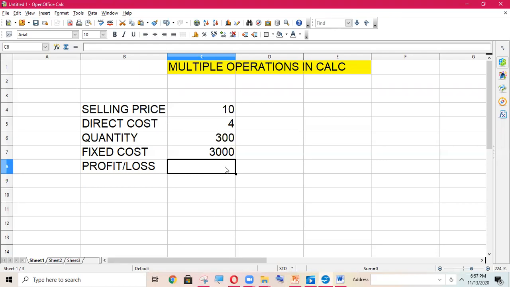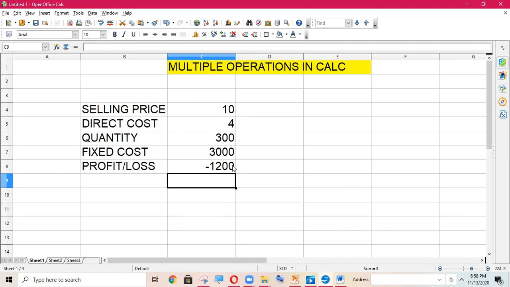Firstly, let me give an equal to. What's the quantity? First one, quantity. Quantity is 300, at which sale it is. Multiplied by, open brackets, selling price, minus direct cost, close brackets, minus fixed cost. So this is the formula for profit or loss, you can say. Okay, I'm pressing enter now.